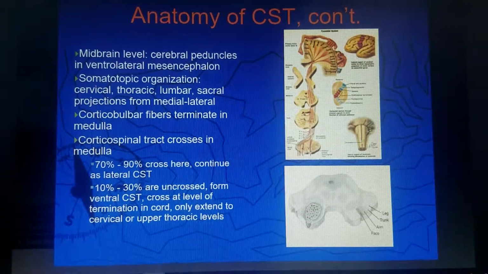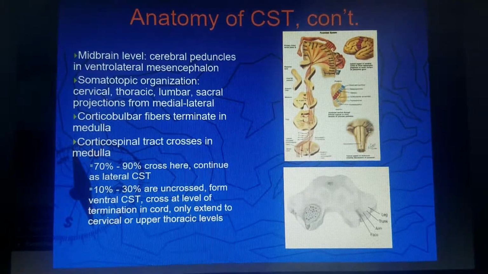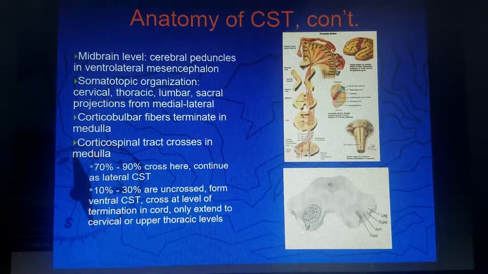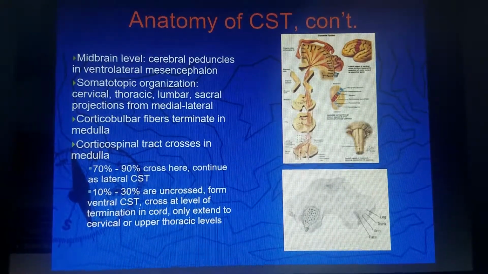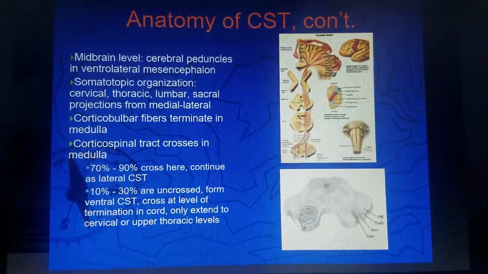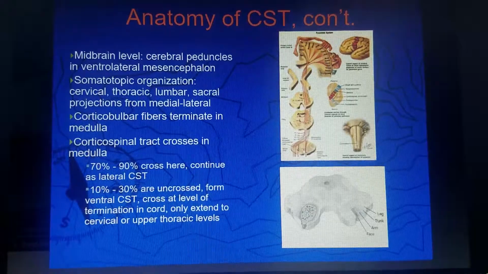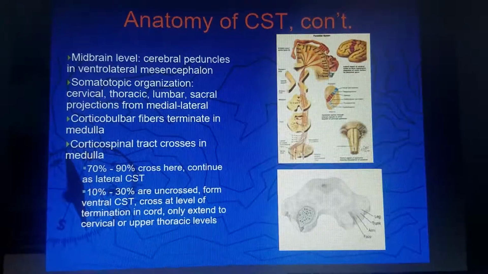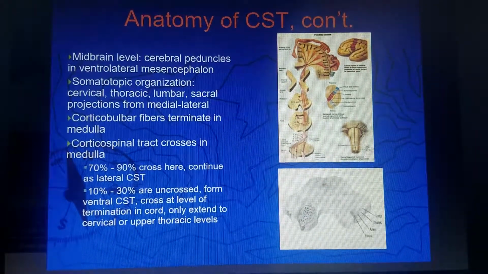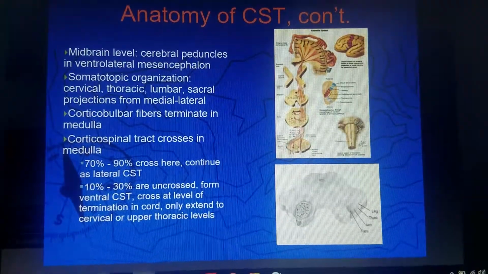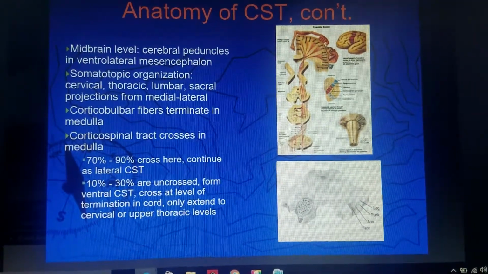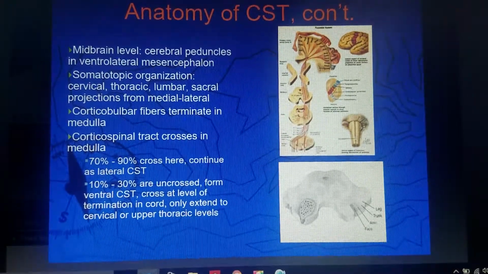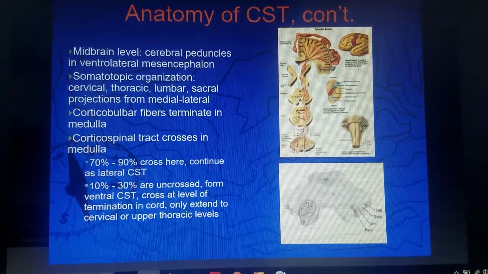And again, that's one of the key points: you need to know what to expect in the normal anatomy and then find out how it is different, because that's going to be crucial for guiding the surgeon to a safe resection. So these fibers continue on downstream. They cross in the medulla, at least most of them cross, 70 to 90%, and continue on down into the spinal cord as the lateral corticospinal tract. A smaller percentage of them don't cross, except when they finally terminate in the spinal cord, but those only go to the cervical or upper thoracic level. It's not clear whether they contribute to the motor evoked potentials or not.